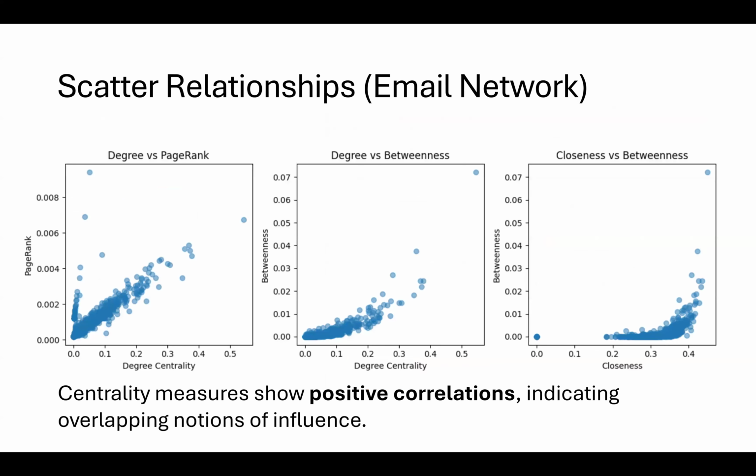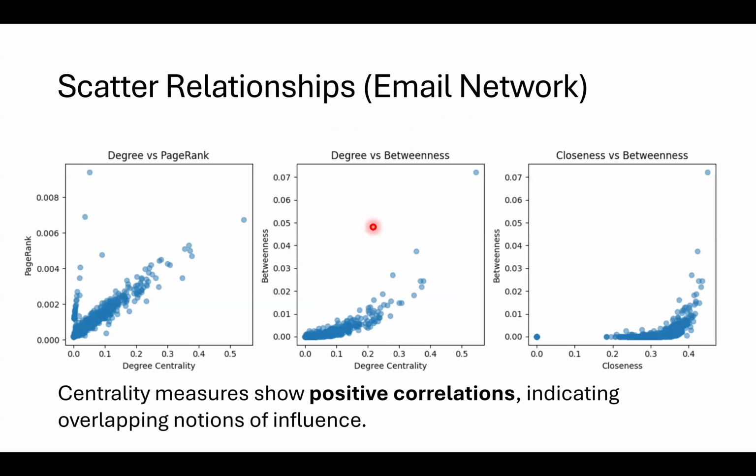And now this slide shows the relationships between different centrality measures in the email network. In the first plot, degree centrality and page rank show a strong positive relationship. This means nodes with many connections also tend to have high global importance.